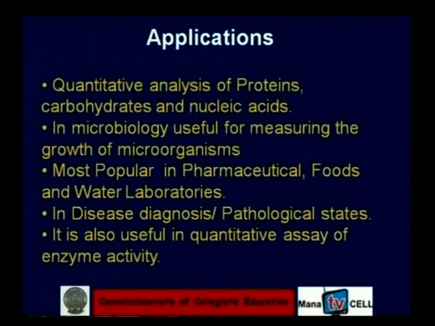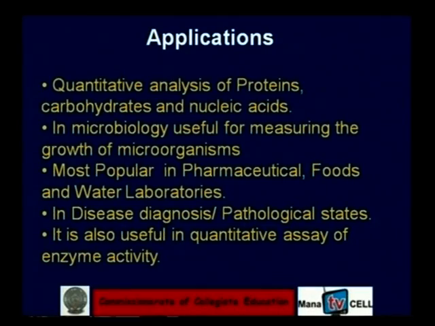So, coming to the applications, here primarily is quantitative analysis of proteins, carbohydrates, fats and also nucleic acids. It is mostly used in microbiological labs to know how much growth of microorganisms, usually bacteria, is taking place, and it is also used in pharmaceutical industries, food and paint sciences and so on. It is also used in disease diagnosis and pathological estimations. It is also used for the quantitative assay of enzyme activities.